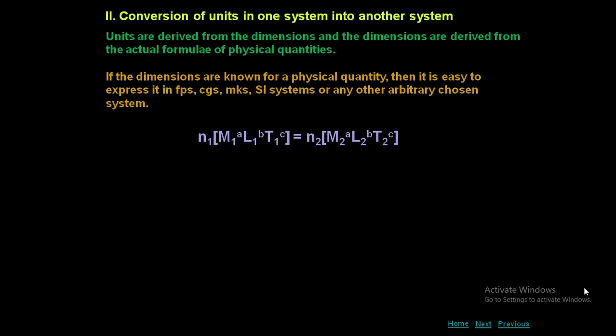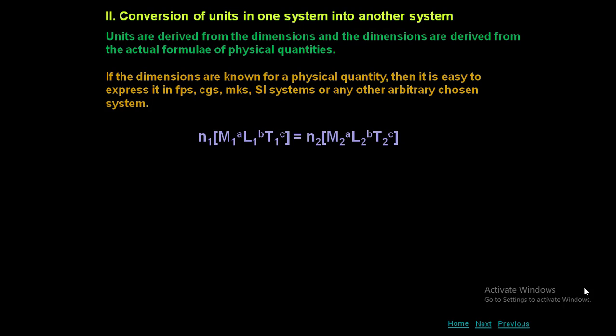Now here comes a formula which is used to convert one system of unit into another. Here n1 into m1 to the power a, l1 to the power b, t1 to the power c is equal to n2 into m2 to the power a, l2 to the power b, and t2 to the power c. Now here simply we can say n1 u1 is equal to n2 u2.